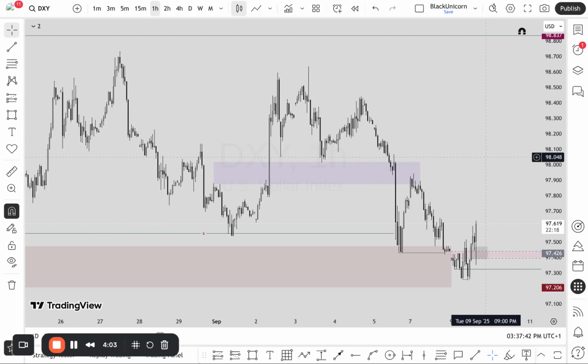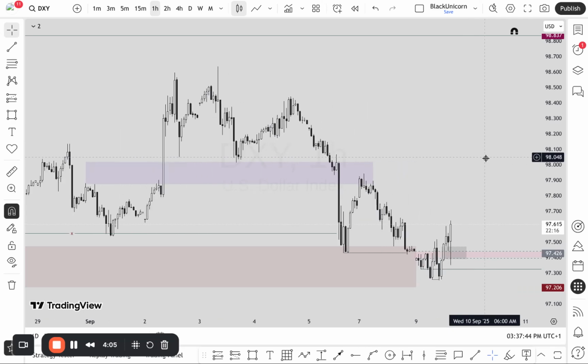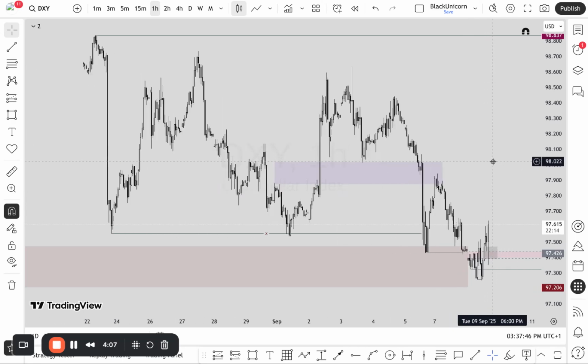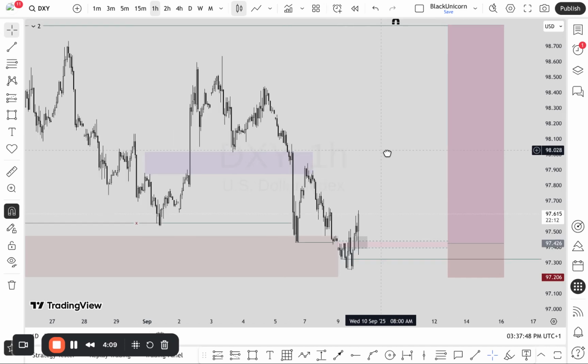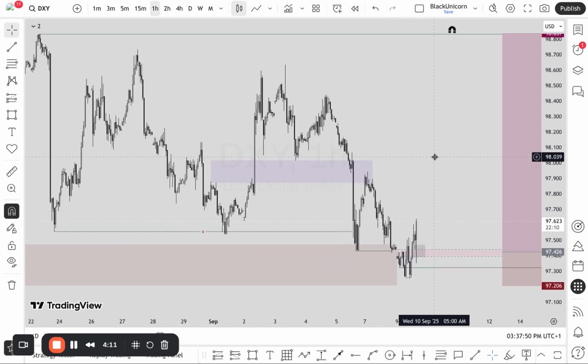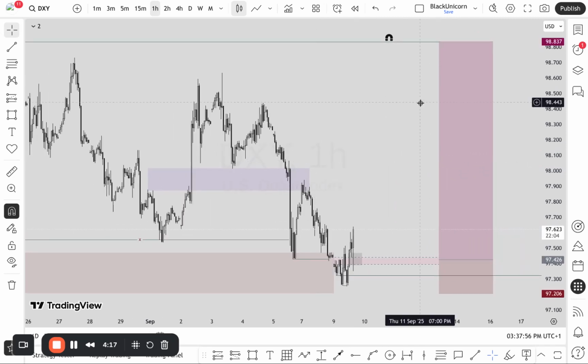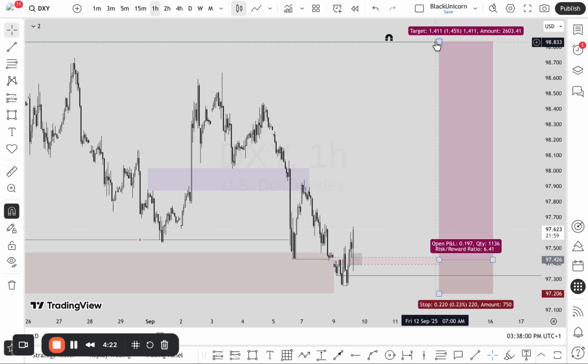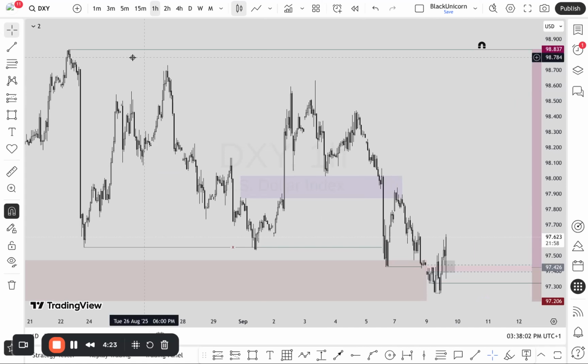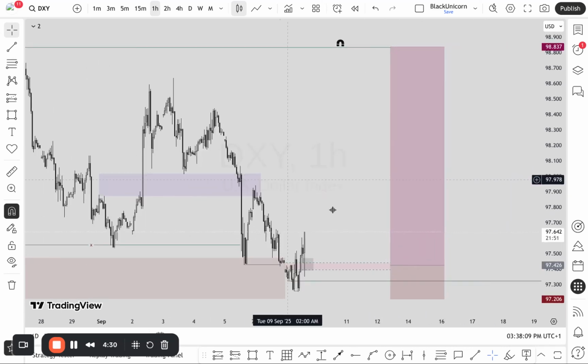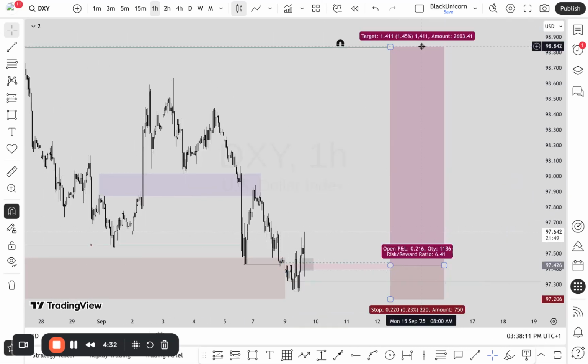We have CPI tomorrow during the New York session, so that is the main move I'm looking for. I want to see price deliver into this high, taking out this buy side liquidity. Sell side liquidity has been taken. There was a market maker sell model here. Then I want to see the buy side of the curve here.